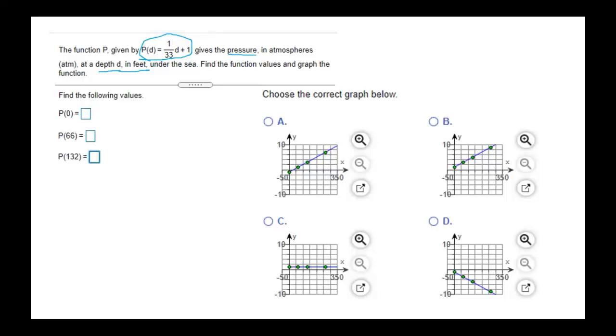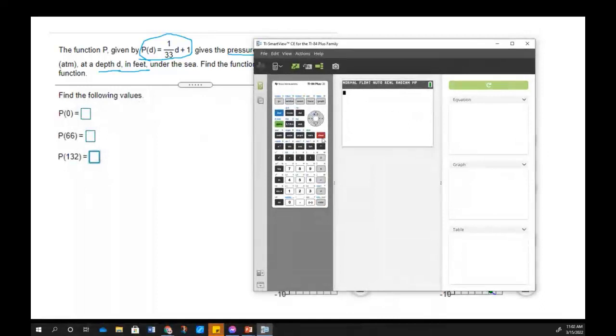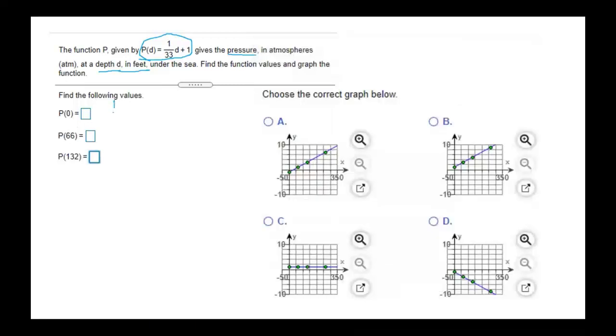Well, the easiest way to plug in a value is to use your graphing calculator. There we go. So I'll show this both ways, but with 0, you can kind of do it by what we call inspection. Well, let me write them both out in case you're doing it by hand, and then we'll do it with our graphing calculator. So this would be 1 over 33 times 0 plus 1. Well, 0 times anything goes away, so we're left with a 1. 1 over 33 times 66, because that's our next value to plug in, plus 1.